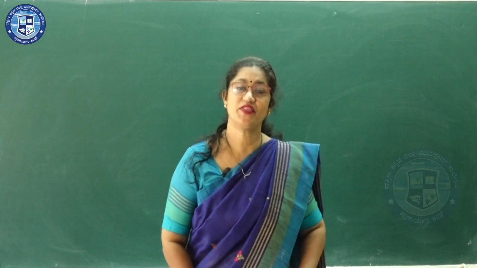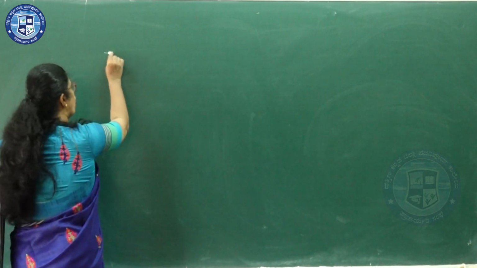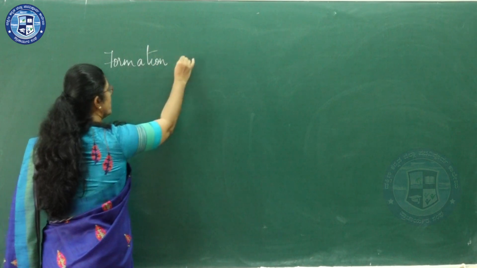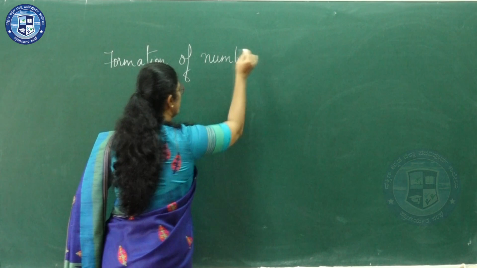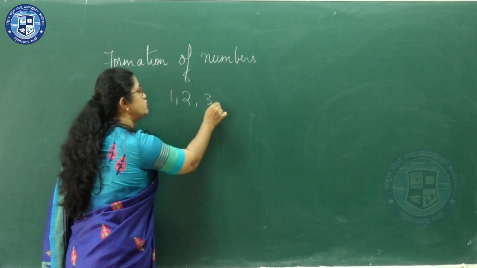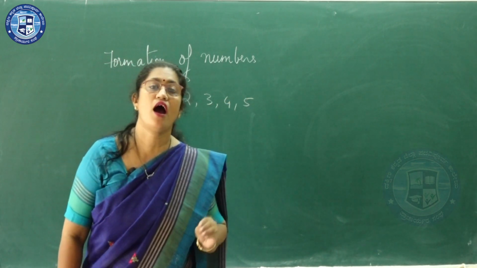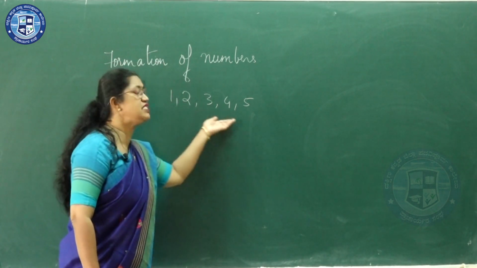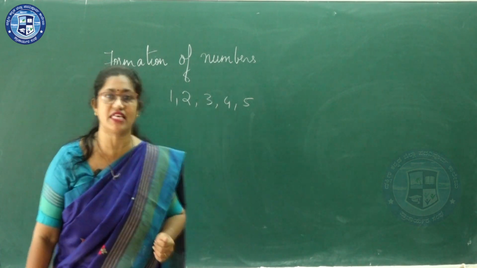Now we shall deal with the third aspect of permutations, and that is formation of numbers. You will be given certain digits. For example, let me say 1, 2, 3, 4 and 5, and you will get questions like how many 3-digit numbers can be formed by using these 5 digits. From these 5 digits, how many 3-digit numbers can be formed?